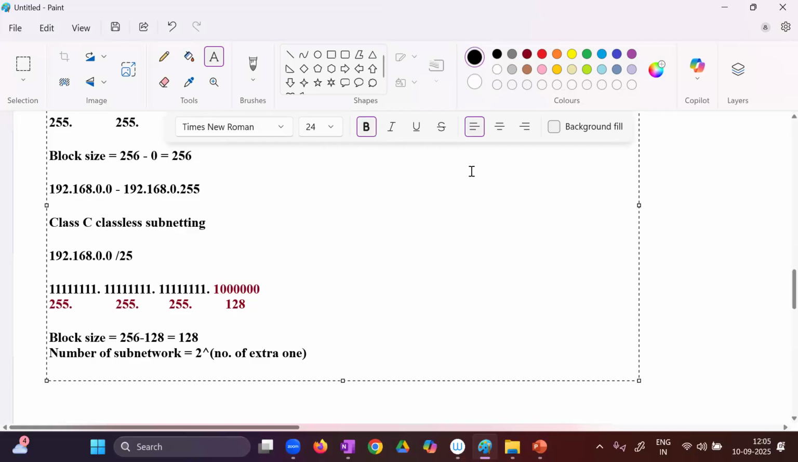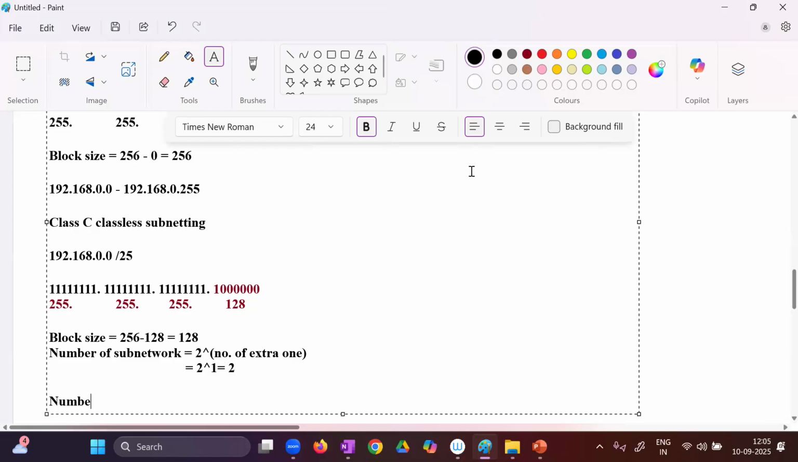Right? What I am writing, number of subnetworks is equal to 2 to the power number of extra 1s. And what is the value you got? 2 to the power, how many extra 1s do we have? 1. So 2 to the power 1 is equal to what? 2.